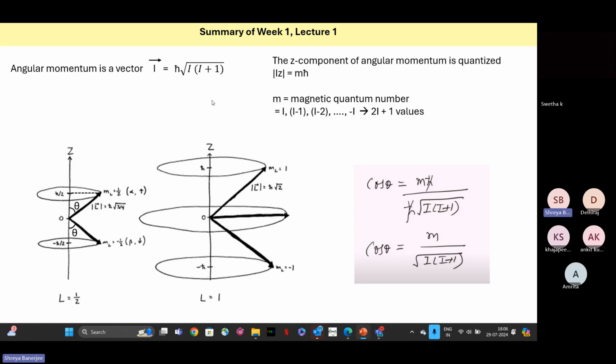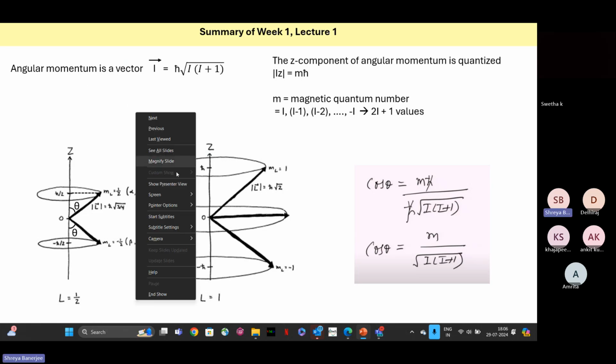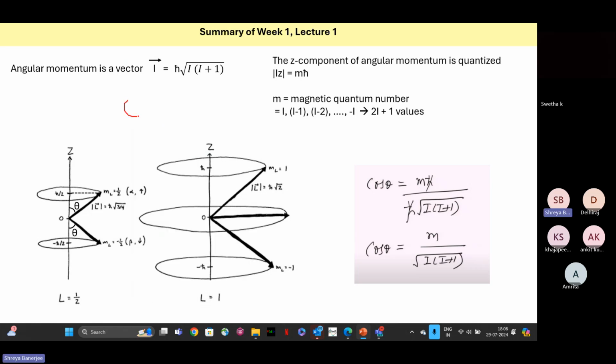So what he had talked about is that you have a nucleus, and in the nucleus, there is a spin. The nucleus spins about an axis, and due to this spin, there is an angular momentum that is generated. And the angular momentum is a vector quantity, meaning it has a magnitude and it has a direction. This angular momentum is characterized by a quantum number called I, which is known as the angular momentum quantum number.